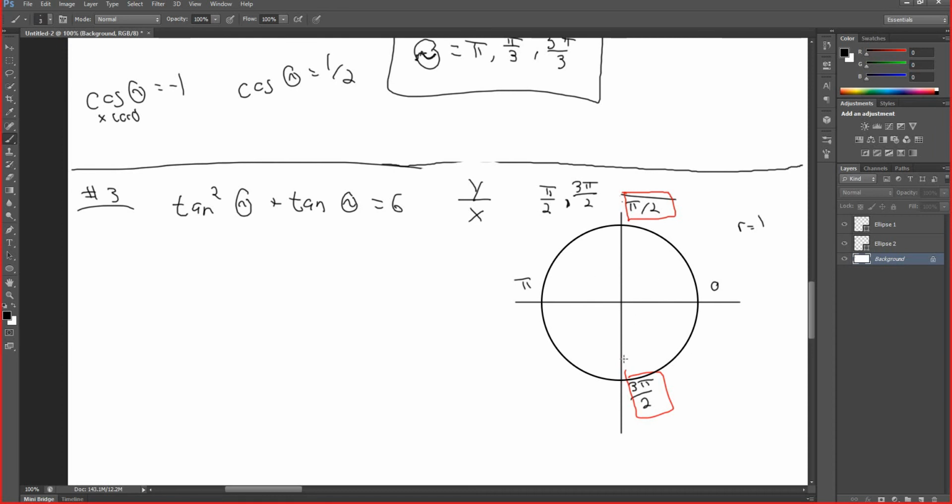So, tangent is only actually defined to have a period of pi. Because once I hit pi over 2, I'm going to have an asymptote on my graph, which means tangent doesn't exist. And at 3 pi over 2, I'm also going to have an asymptote, so 3 pi over 2 wouldn't work either. So instead of being from 0 to 2 pi, tangent is only going to be from 0 to pi. And we're going to just assume x does not equal 0.